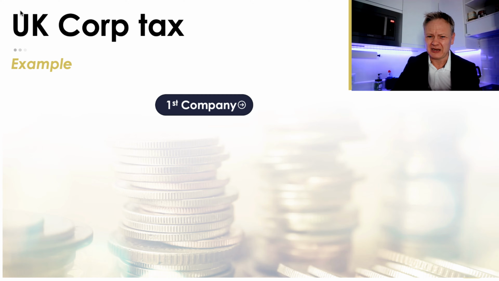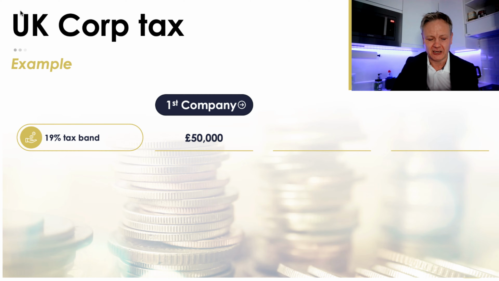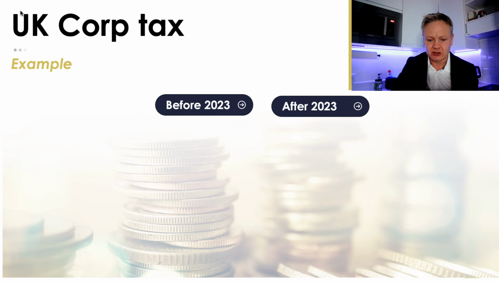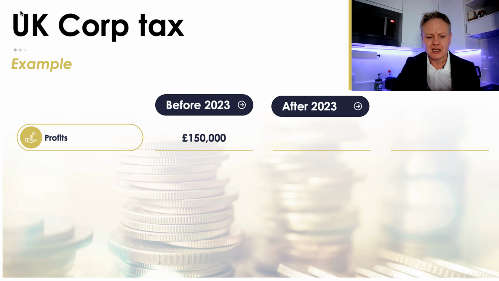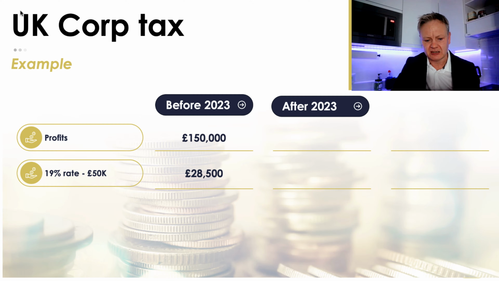Okay, so I'm going to break this down just to make it a bit easier to understand. Now feel free to rewind it, pause it, do what you need to do, but ask your questions in the comments box below. First company, we've got these tax bands. I'm not going to go over that. You know what these rates are. I've just told you. However, we've got the before and after, which is before you had this profit of 150,000, you paid this 19% tax.